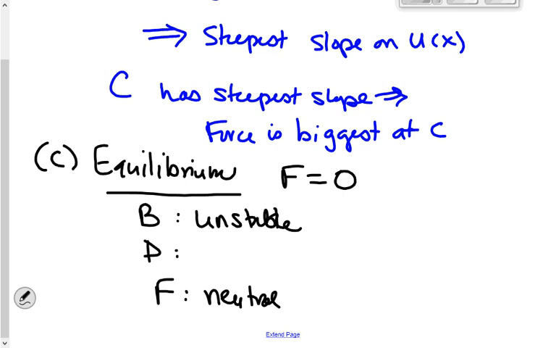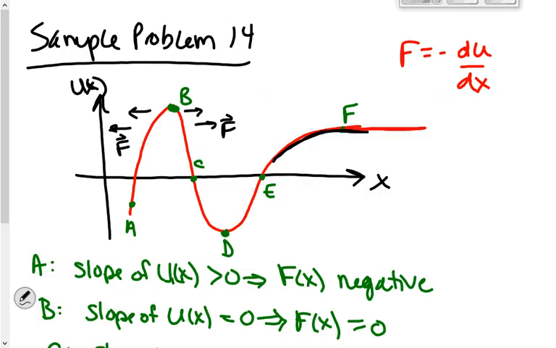And that leaves us with D to talk about. What kind of an equilibrium point is D going to be? Why is it going to be stable? If we push it in the positive direction, the slope here is positive, which means that the force points in the opposite direction, and it'll bring the particle back to the equilibrium point. And that's what makes point D stable.